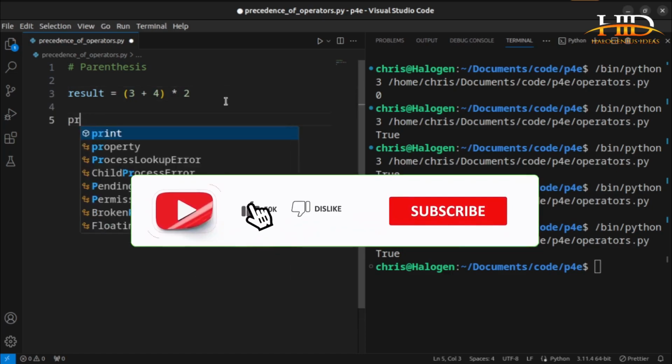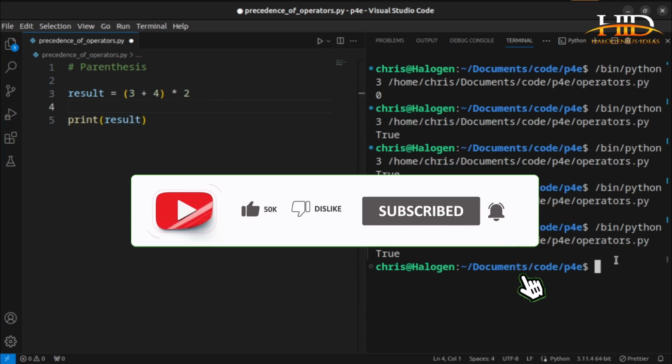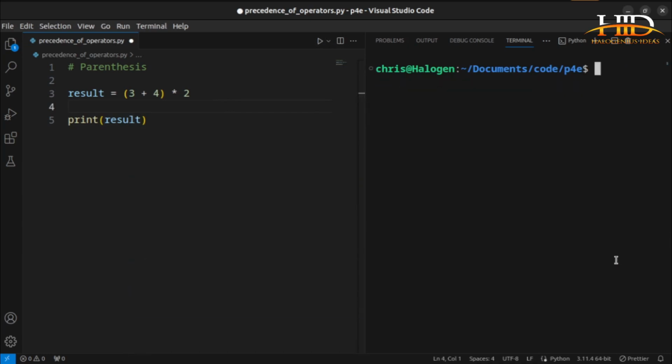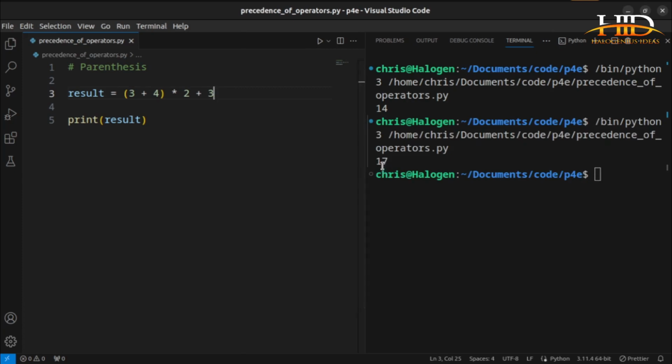Print result. If I run this, let me clear my terminal from the previous tutorial. You see that I'm having 14 over here. 3 plus 4 is what? It's 7. 7 multiplied by 2 is 14. So that is it basically. Let me add plus maybe 3. Let me run this again. You see that I'm getting 17.